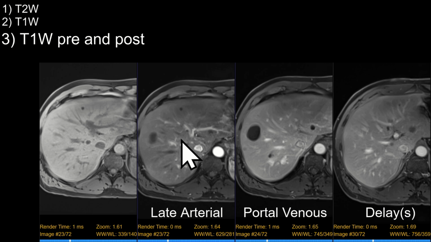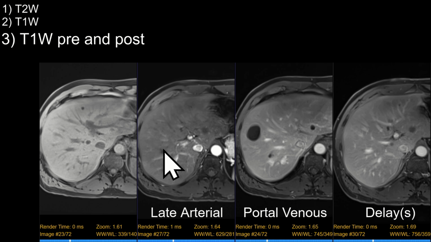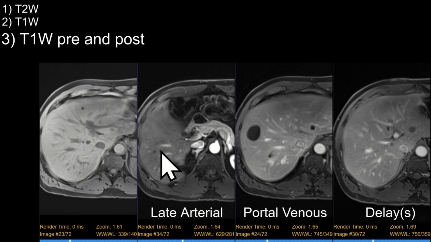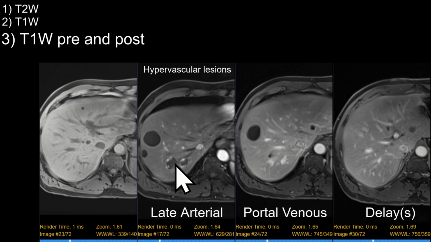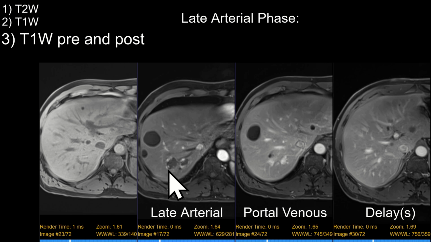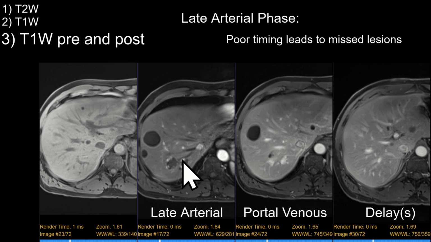But let's talk a little bit more about these phases. So first, starting with the late arterial phase, notice that the background liver is still relatively hypo-intense. So hypervascular focal liver lesions are going to stand out as relatively bright on a darker background. Very importantly, the timing of this acquisition in late arterial phase is very important in liver imaging to detect HCC and other hypervascular lesions. So poor timing of the late arterial phase, either too early or too late, can and will lead to missing important lesions like HCC or hepatocellular carcinoma.